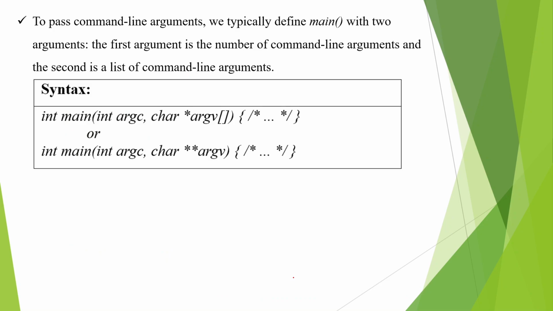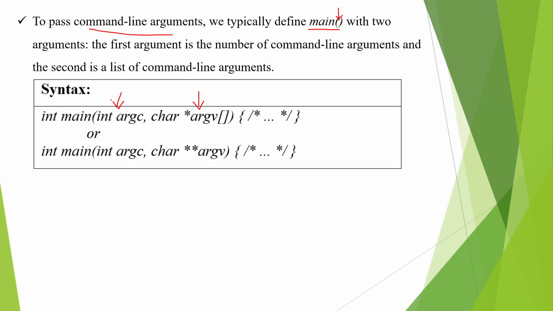So, to pass the command line arguments, the main function definition has to be changed. Previously, because there were no parameters to main, we wrote the parameters as void. But now, in this command line arguments case, my main function is going to have parameters, and we need to write them like this. It is basically going to have two arguments.